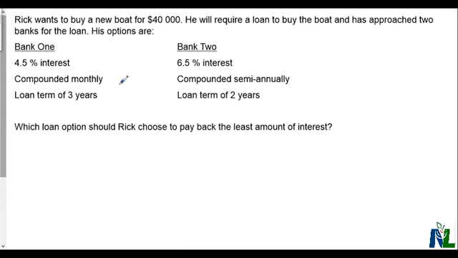In this video, we'll be looking at Rick who wants to buy a boat for $40,000. So take a moment to read the question by pausing the video. Okay, now that you've read the question, we're going to compare Bank 1 and Bank 2.